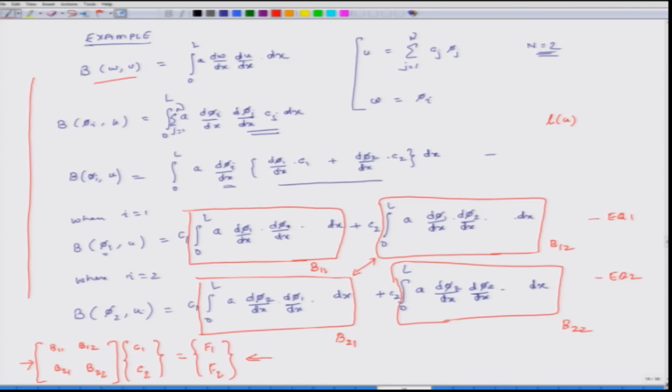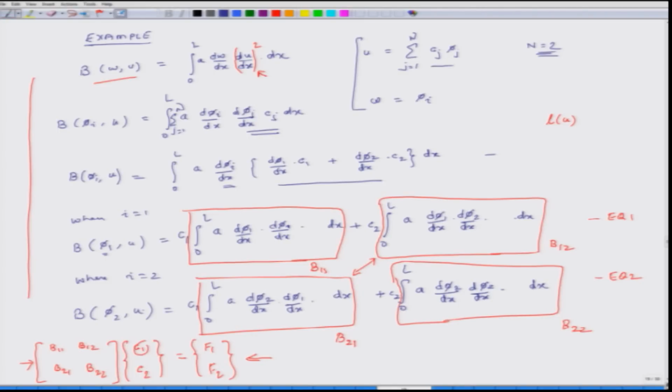Second thing, suppose our weak form was something like this, and suppose it had a square. Then this is not a linear system, right? If that were the case, then when we computed the values of B's and C's, we would not get linear equations in C.